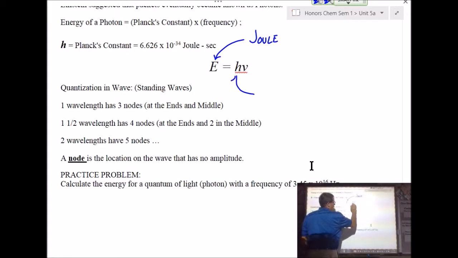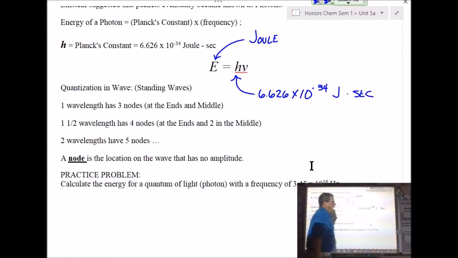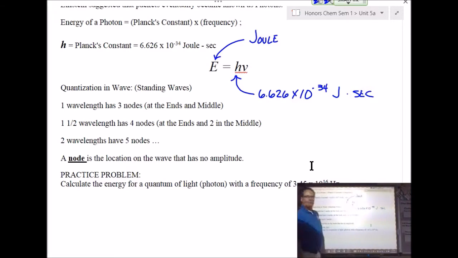And here's Planck's constant, which is 6.626 times 10 to the negative 34 joule second. And that is a constant, and it has a funky unit: joule times second. That is a negative 34. Sorry, it doesn't show up very well, but it's also right here.